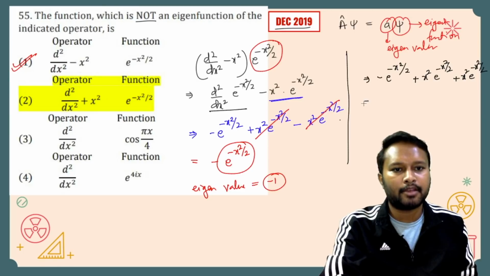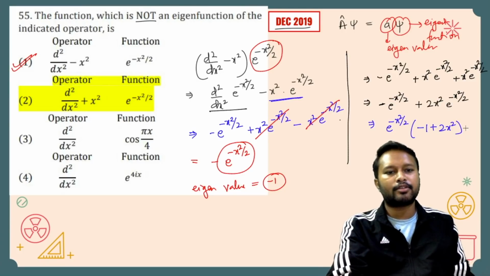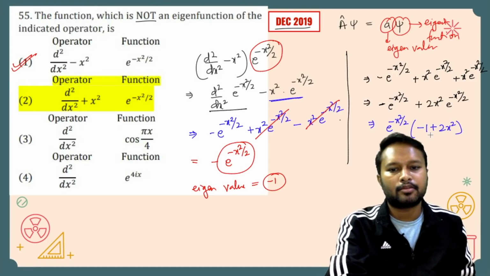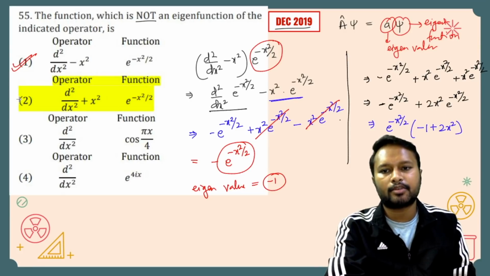Now minus minus will become plus, it will be minus e to the power minus x square by 2, and this will become 2x square e to the power minus x square by 2. Now can you take this e to the power minus x square by 2 common? Although I can take, did I get any constant here? No, I didn't get any constant here, so that's why it's not an eigen function in this case. So you can just say that this will be your answer.